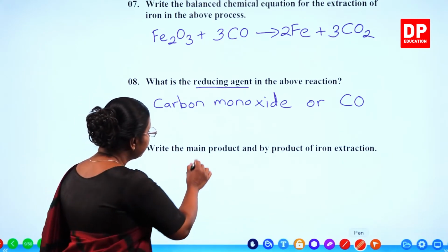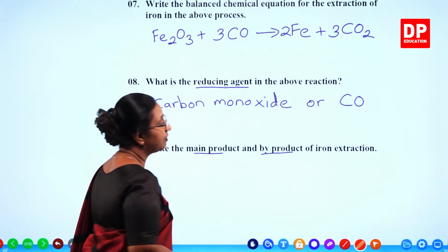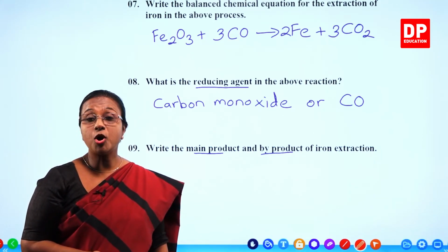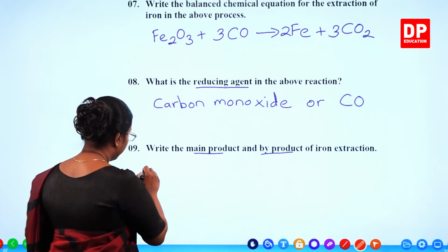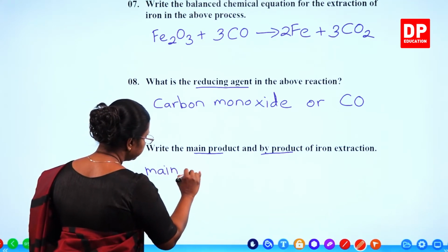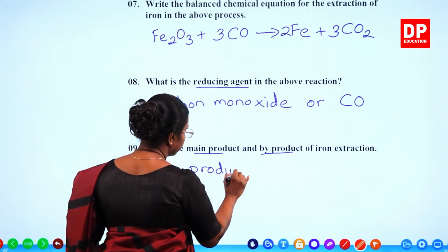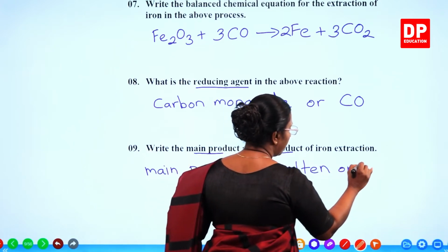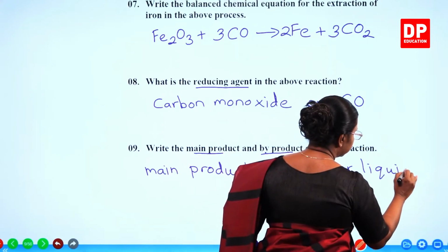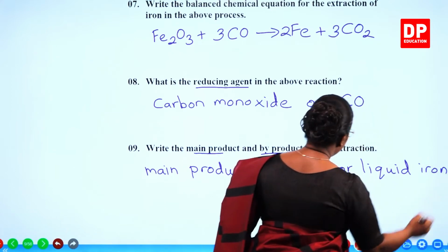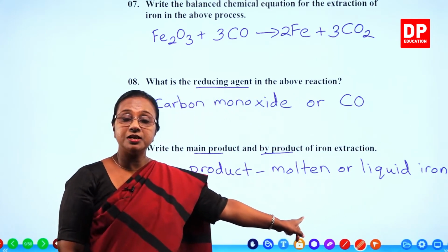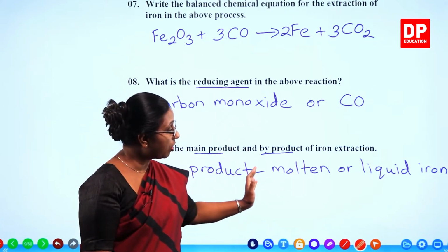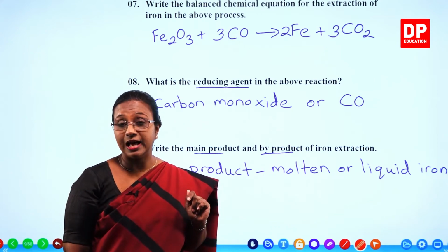Write the main product and byproduct of iron extraction. What is the main product? Main product is molten iron or liquid iron. So here also students, you don't have to write both terms. I am writing it so you become familiar with those. So you can either say molten iron or you can say liquid iron.